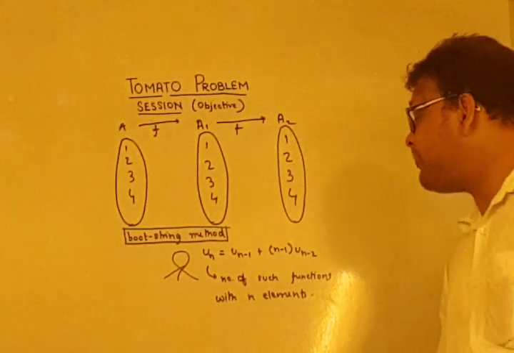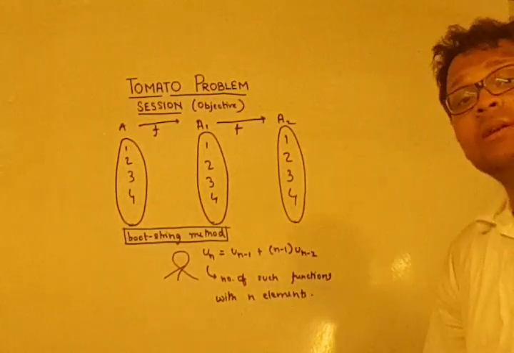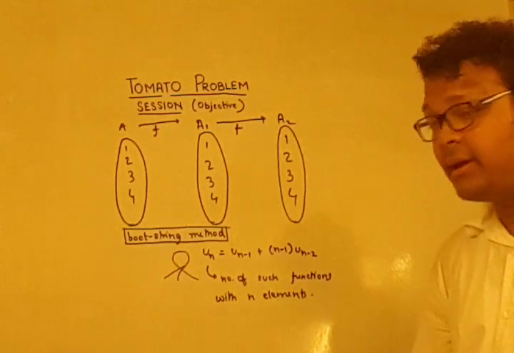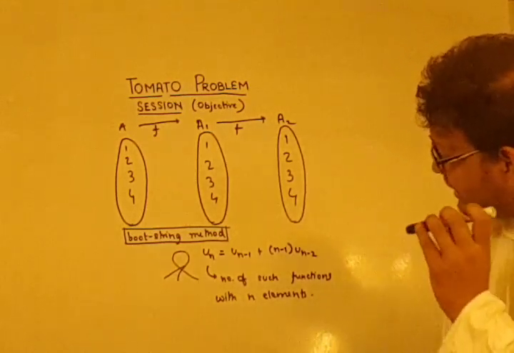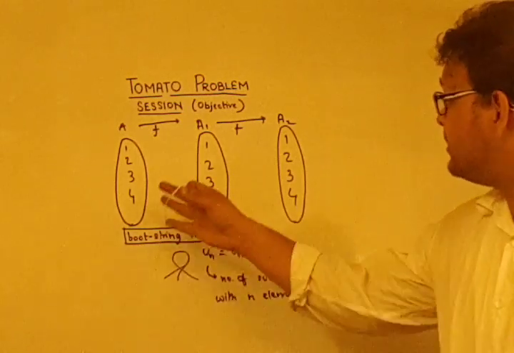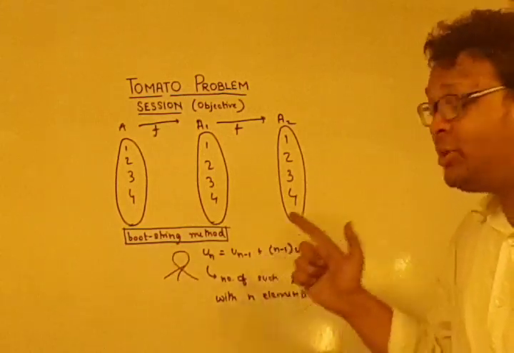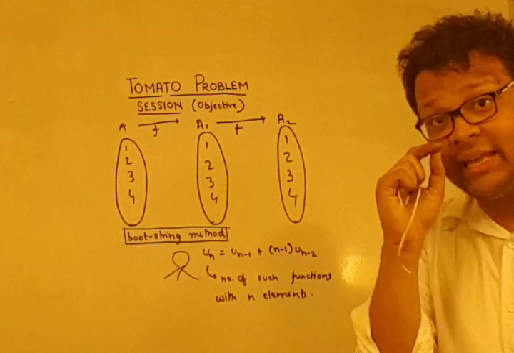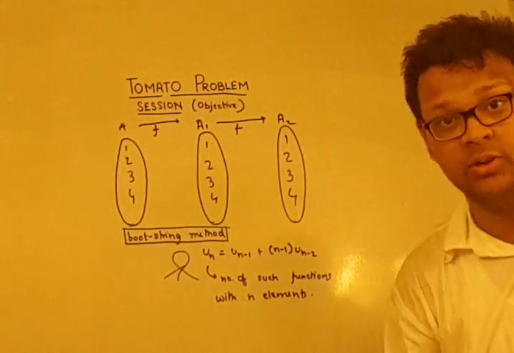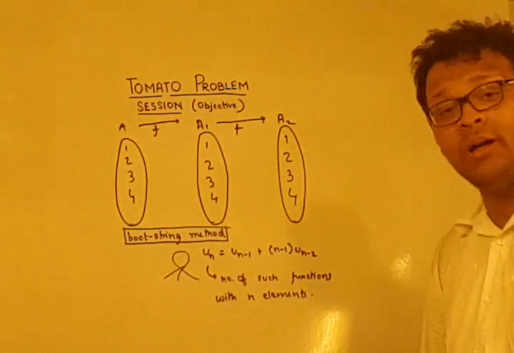U_n is the number of such functions we get with n elements. U_{n-1} is the number of such functions with n minus 1 elements, and U_{n-2} is the number of such functions with n minus 2 elements. I have done this with a generalized approach so that you can solve with any cardinality. Here the problem in the question was 4, but you need the concept of solving with any n. Any n might be given, it might be 100, 101, 102, and you should be able to solve it. So for that I have taken n elements.